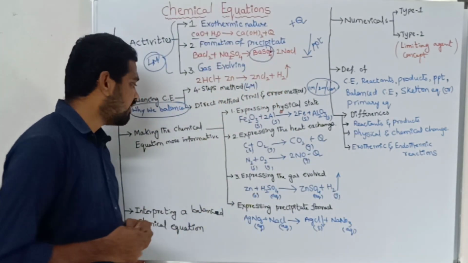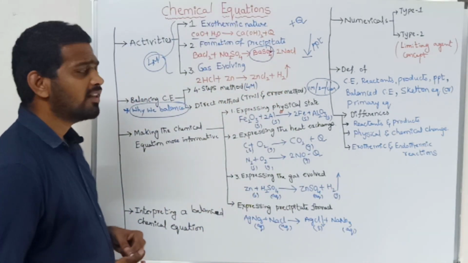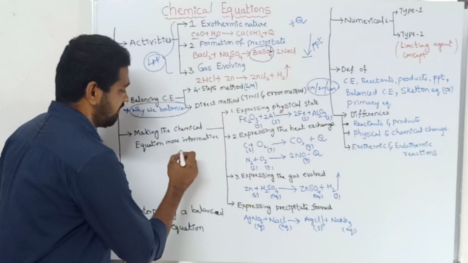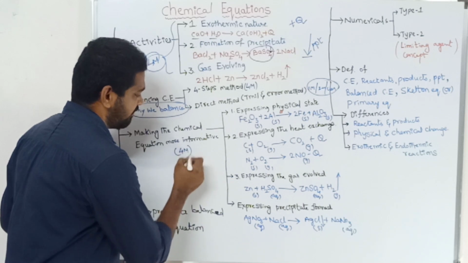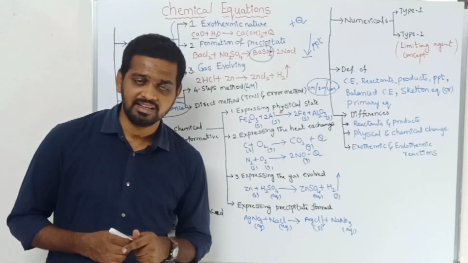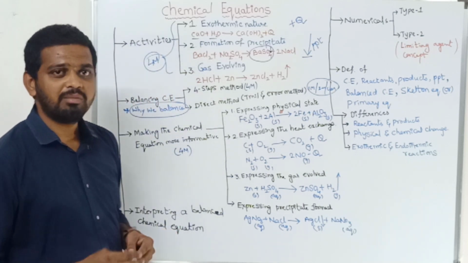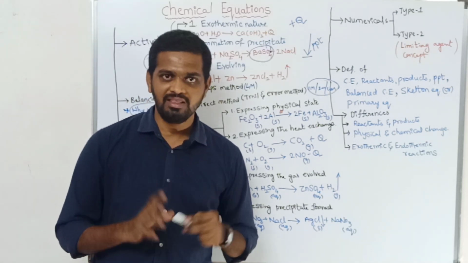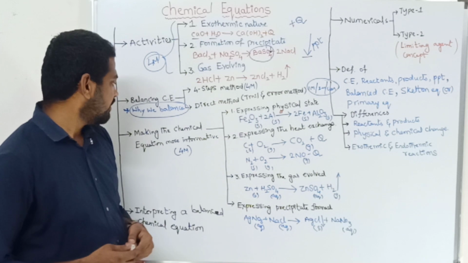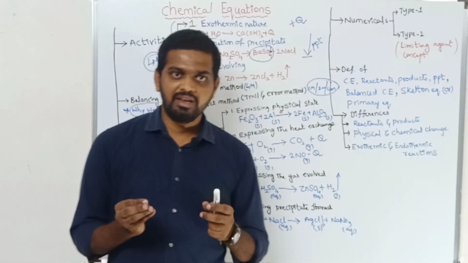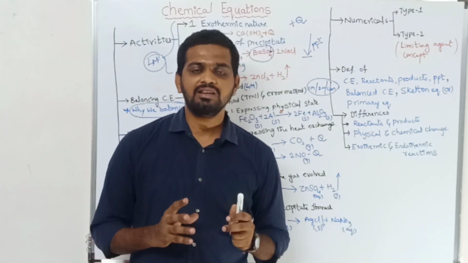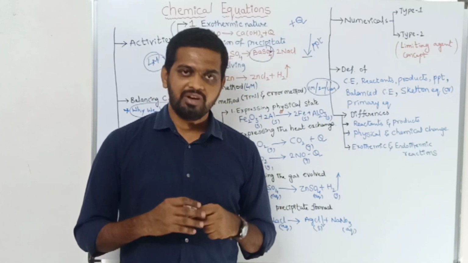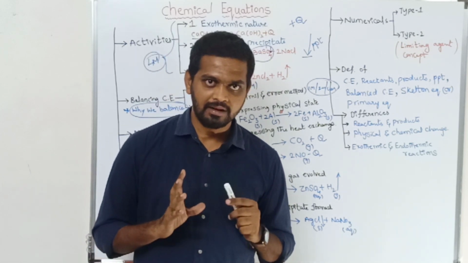And coming to the next topic, making the chemical equation more informative. This one also you will get in the exam for 4 marks. Is it clear, children? So here you should remember 4 side headings and 4 equations. That is the main thing. By doing some decoration, we make the chemical equation more informative. Is it clear, children? Understood?